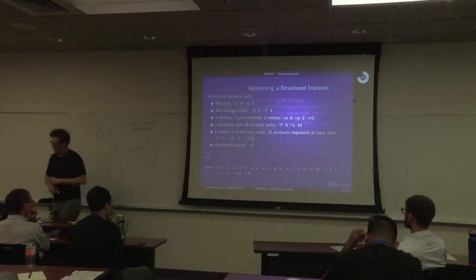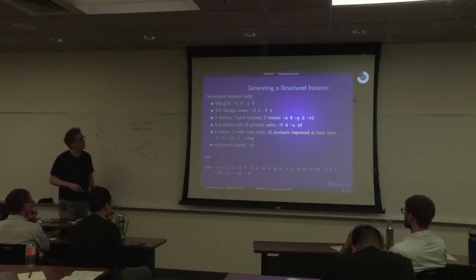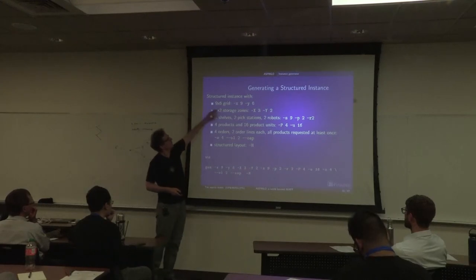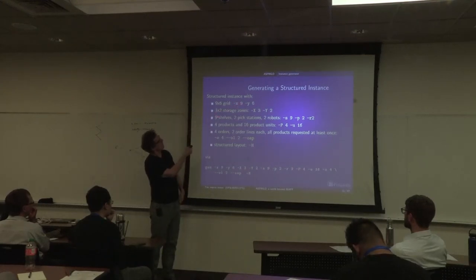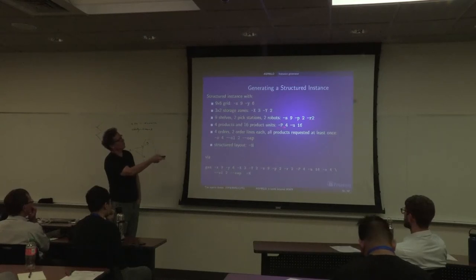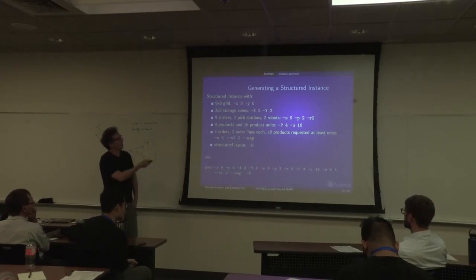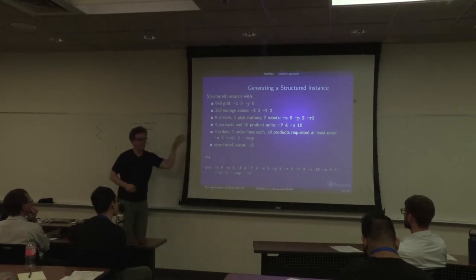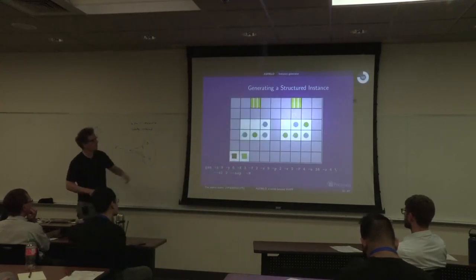That's perhaps not so interesting now here. And here are just some examples to run you through. So if you want to generate a 9x6 grid, you just give these options here. Then if the storage zones have to have a certain form, these are the options: 9 shelves, 2 picking stations, 2 robots, 4 products and 60 product units maximum per shelf, 4 orders, 2 order lines, all products, and the -H option says it should be structured. Structured in the sense that you have these zones. And if you do that, you give this call.